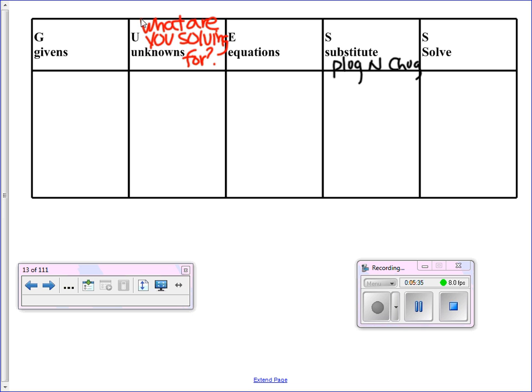E is the equation. That's where our triangle comes into play. D is always on top in the triangle. S is substitute. I like to call it the plug and chug. You just plug in your givens into the equation and then you solve, which is our next S.